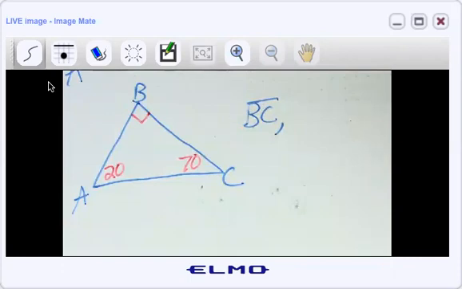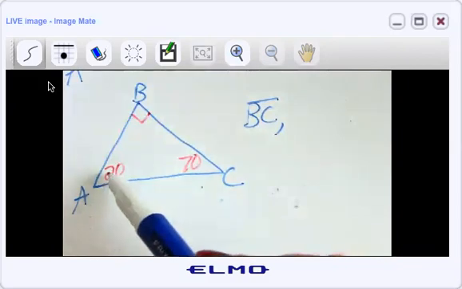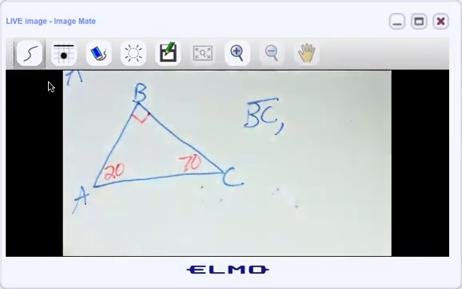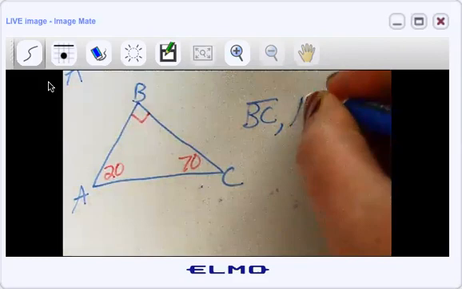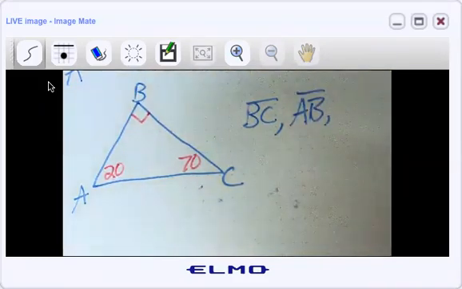Would it be CA? No, because that's across from a 90-degree angle, right? So we already did the 20. It would be AB. Yes, AB. So then clearly my biggest side has to be across from the biggest angle, that 90. So AC is going to be our winner.